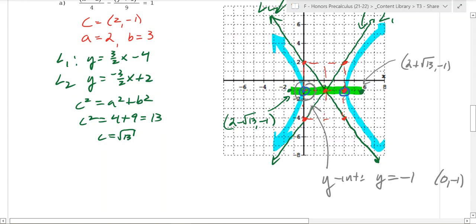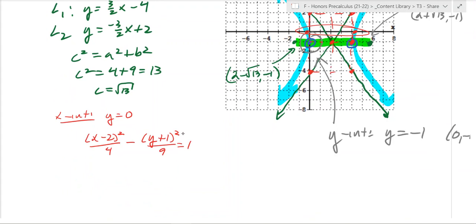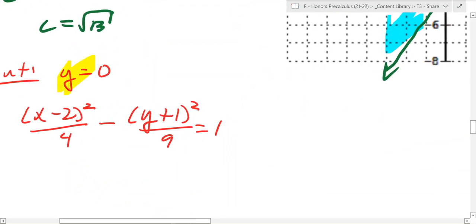Now, your x-intercept is when y is 0. There's 2 of those, and those are not quite as integer-based. Those are up there. So the x-intercept is when y is 0, and what you do there is you just plug in y equals 0 here. So you're going to end up with (x minus 2) squared over 4 minus (y plus 1) squared over 9 is equal to 1. You take this y equals 0 and plug it in right there.